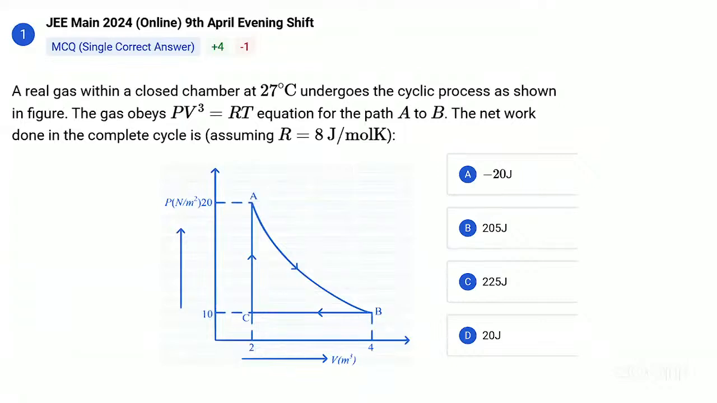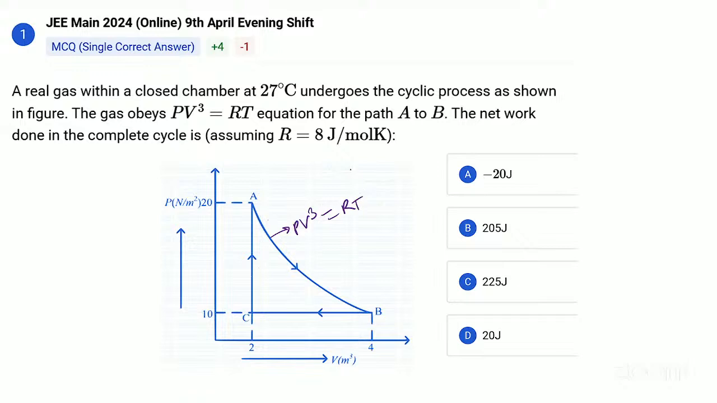A real gas, within a closed chamber at 27 degrees Celsius, undergoes the cyclic process as shown in the figure. The gas obeys the PV cube is equal to RT equation for the path A to B. This path will be following the process PV cube is equal to RT. The net work done in the complete cycle.